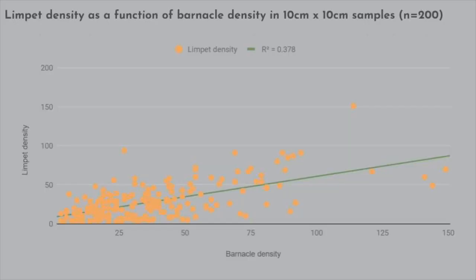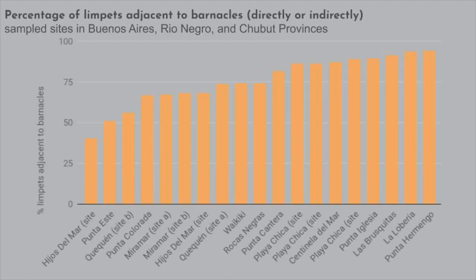Limpet densities were positively related to barnacle densities in 11 out of 19 sites surveyed in Buenos Aires, Rio Negro, and Chubut provinces. Non-significant positive relationships were found at sites with relatively low limpet densities and/or rough basal substrate. A high proportion, 40.18% to 94.25%, of limpets at each site were adjacent to barnacles.